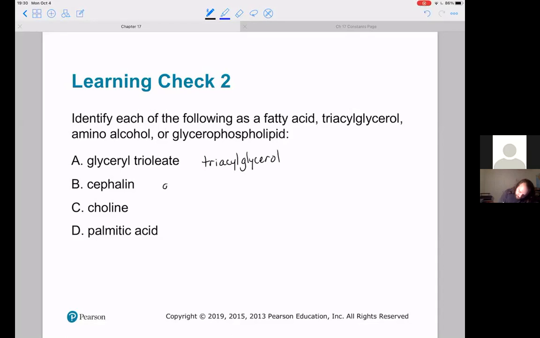Cephalin, well, we kind of just did that one. And again, that's not going to be on our list of things that I expect you to just have memorized, the fact that cephalin is a glycerophospholipid, although we did just do that example problem. So hopefully that was fresh in your brain.